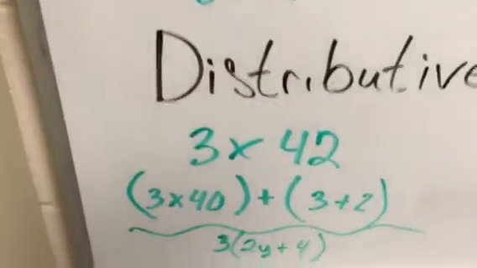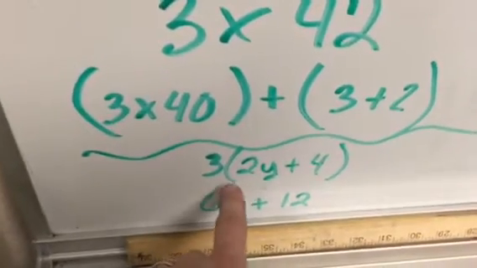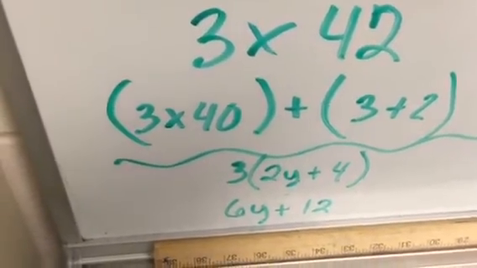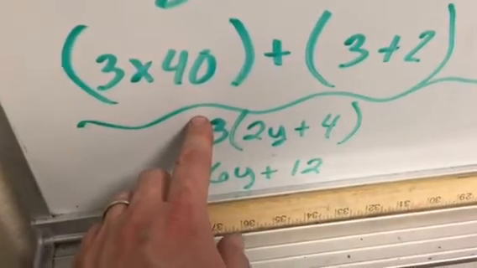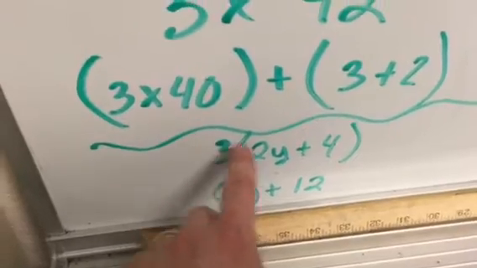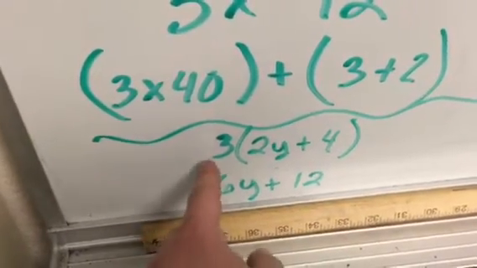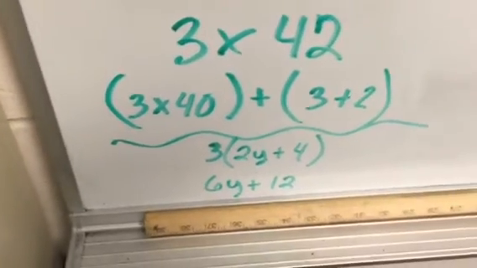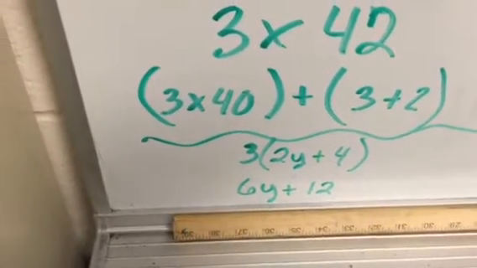Another way that we're going to see that is if we have 3 and then in parentheses 2y plus 4, we have to multiply this 3 times the 2y, which gives us 6y, but we also have to multiply it by the 4. You have to multiply it by everything inside the parentheses. So that will give us an answer of 6y plus 12. Let's go to the next section.